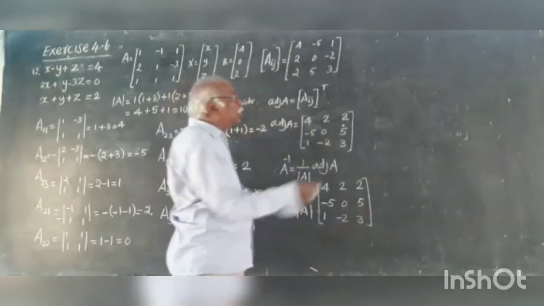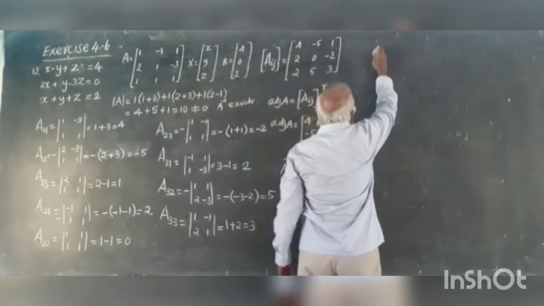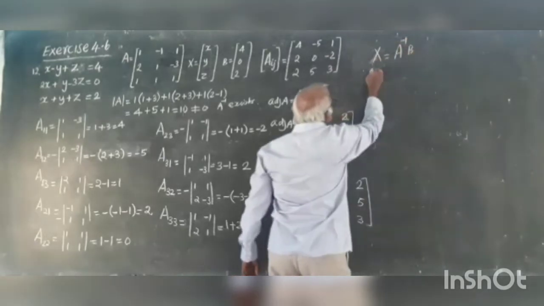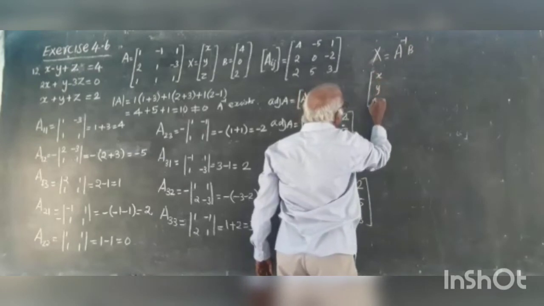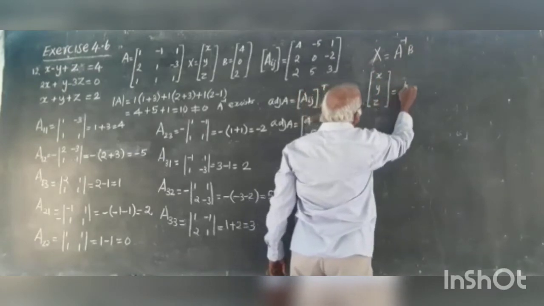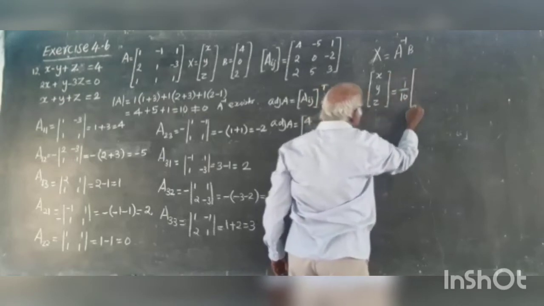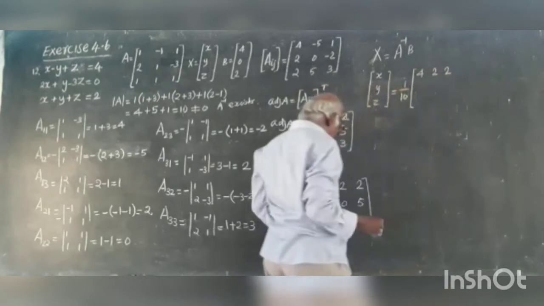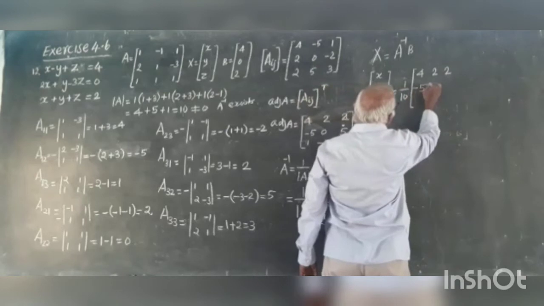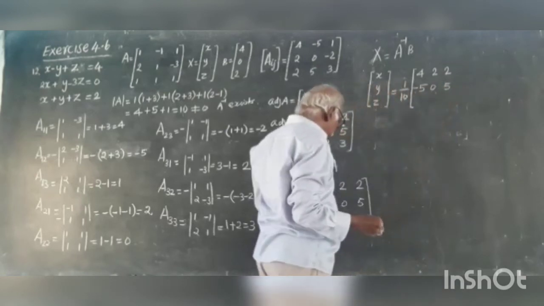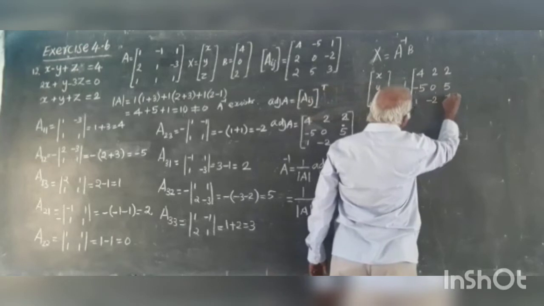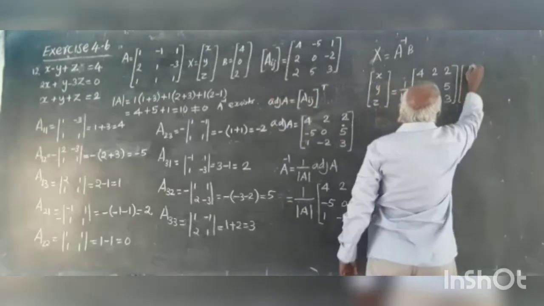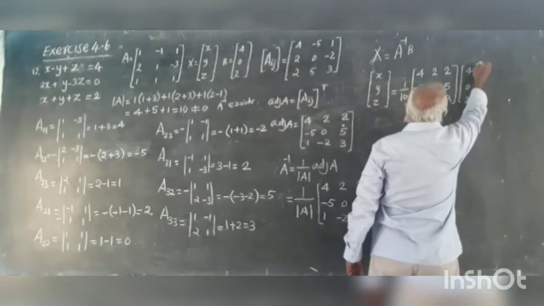Then substitute in the matrix equation. What is the matrix equation? X is equal to A inverse into B. In place of X, x y z equals 1 by 10 into 4, 2, 2, minus 5, 0, 5, 1, minus 2, 3, multiplied with the constant matrix 4, 0, 2.